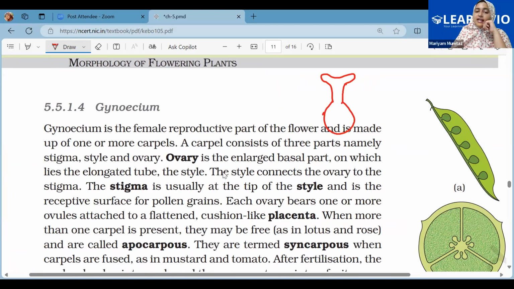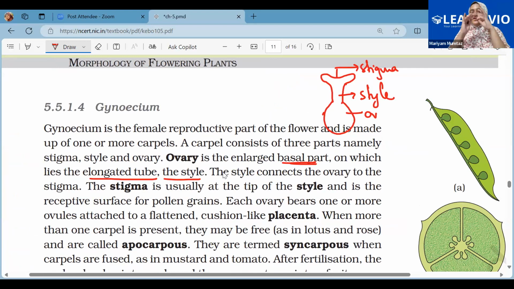Now the ovary is the large basal part, towards the base, on which lies the elongated tube called the style. So this is the ovary, this is the style, and this one is the stigma. The ovary is like a large, big vessel-like thing present towards the lower portion, and on top of it is the style, a tube-like structure. The style connects the ovary to the landing portion, that is the stigma.